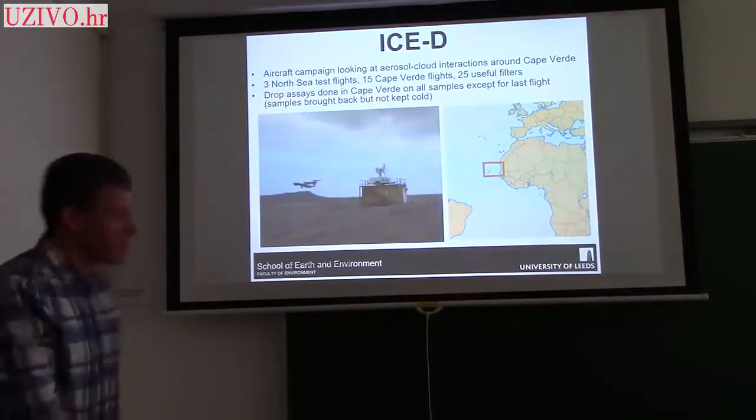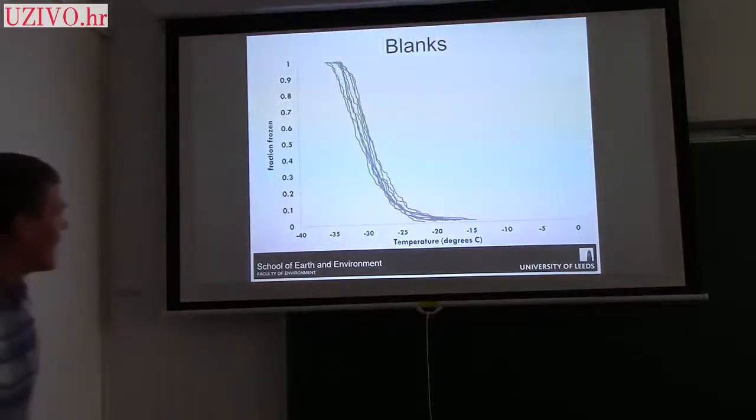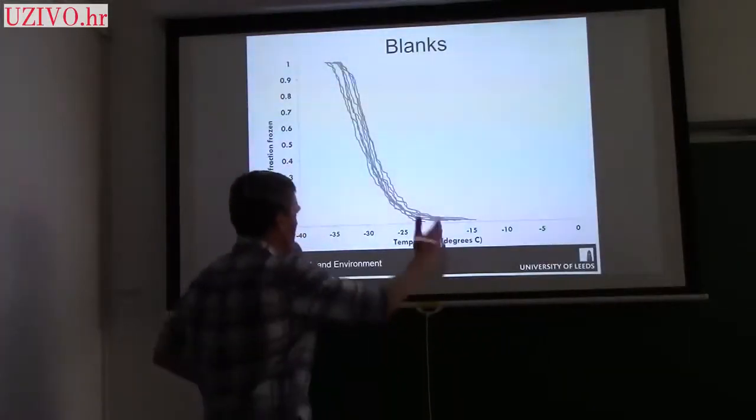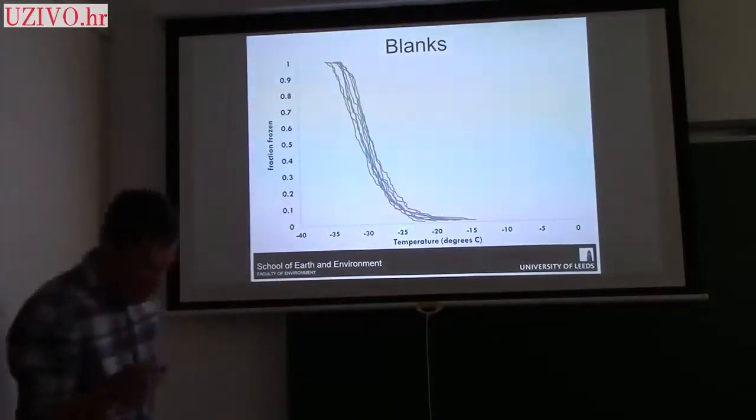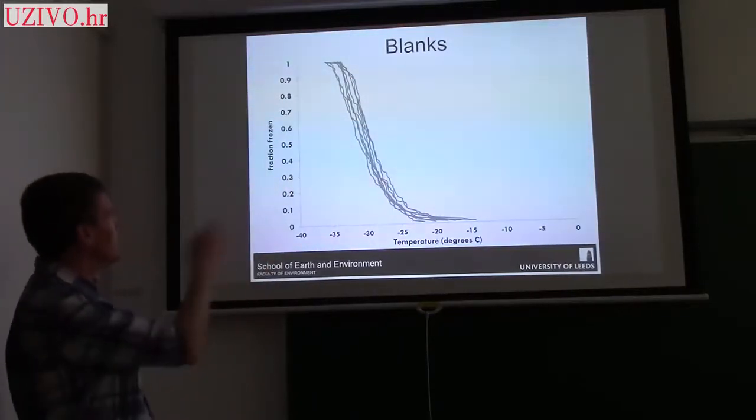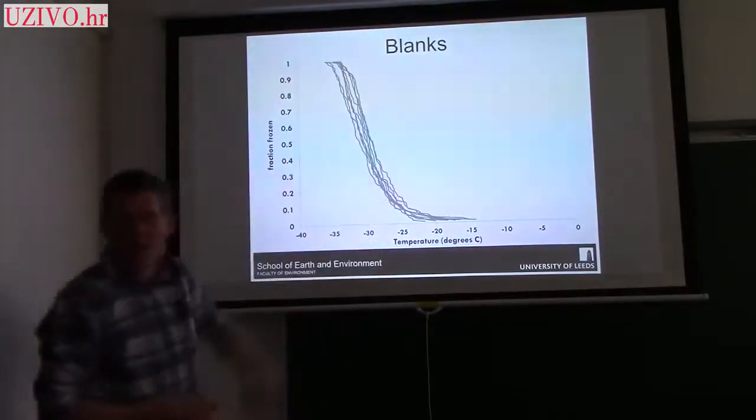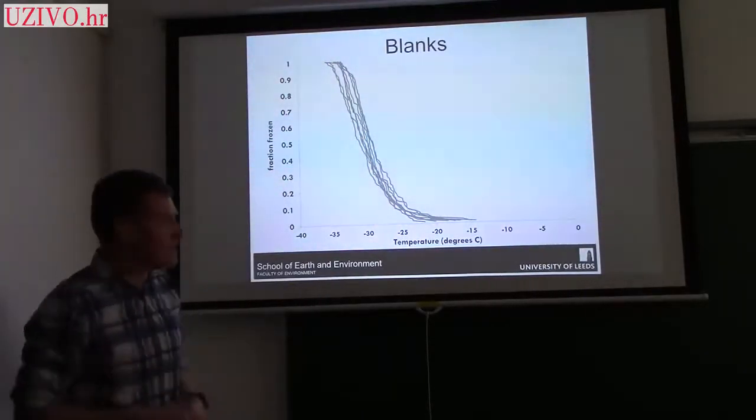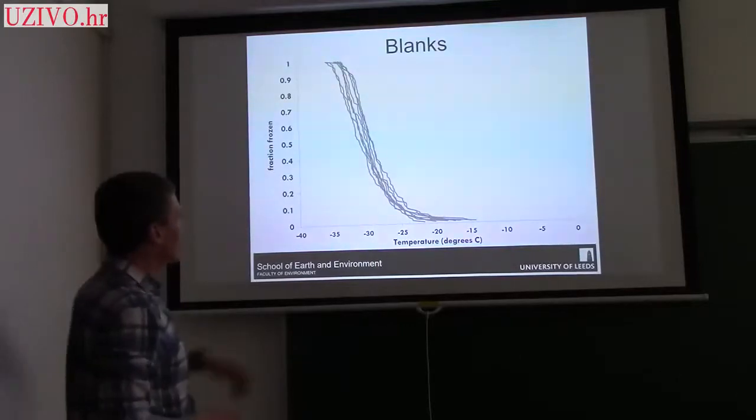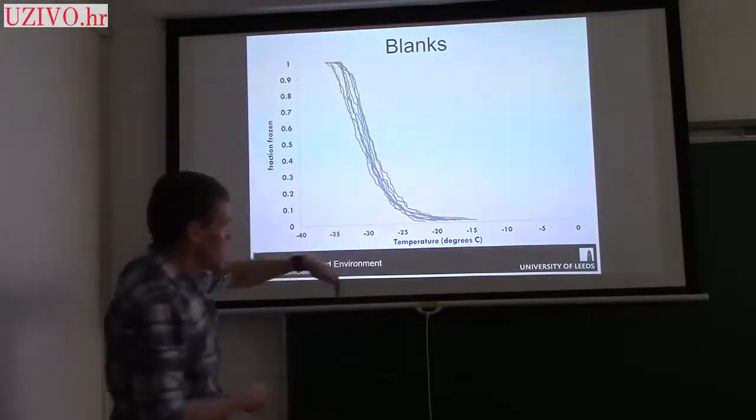And this is off the coast of Cape Verde a couple of years ago. The first thing we have to do is make sure that we have our system clean, so we do what we call blanks. This is just putting pure water on them, and they start to freeze. It's very difficult using a hotel as a laboratory to get it super clean, but you can see that they're freezing at quite a low temperature. Now this is just pure water.